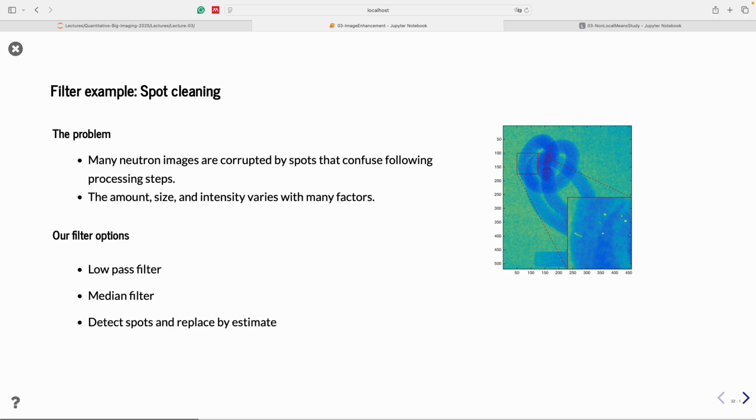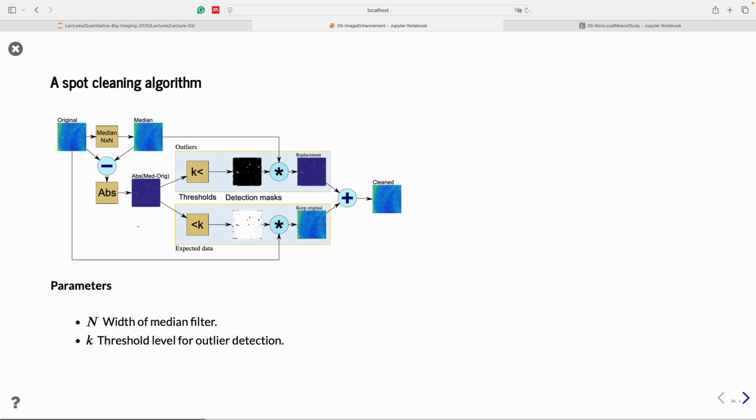So our filter options here would be to apply a low-pass filter, as we have seen already. And the other way would be to take a median filter, which we saw is good to remove outliers. What I'm going to show in this example is actually a little bit more advanced algorithm that first detects the spot and then replaces it by some estimate. The reason to do it more complicated, I will show. But first, the algorithm. The algorithm is in a couple of steps.